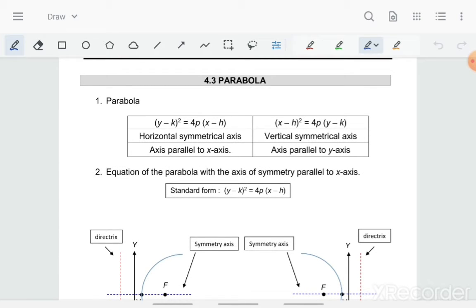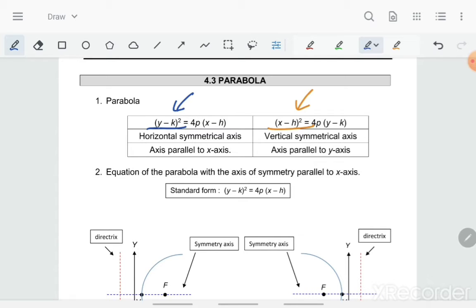For this subtopic, some students get confused because you have been given two formulas. What is the first formula? You have been given y minus k squared equals 4p times x minus h. Another formula we have been given is x minus h squared equals 4p times y minus k. One is y squared, another one is x squared.